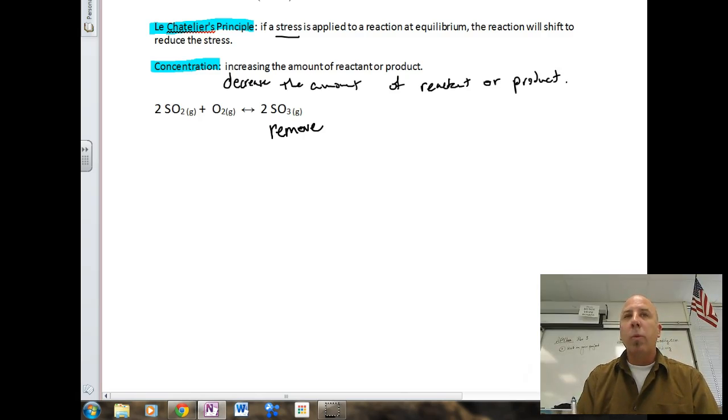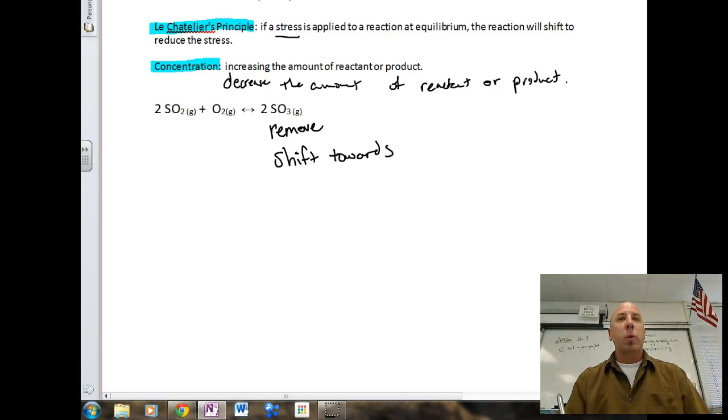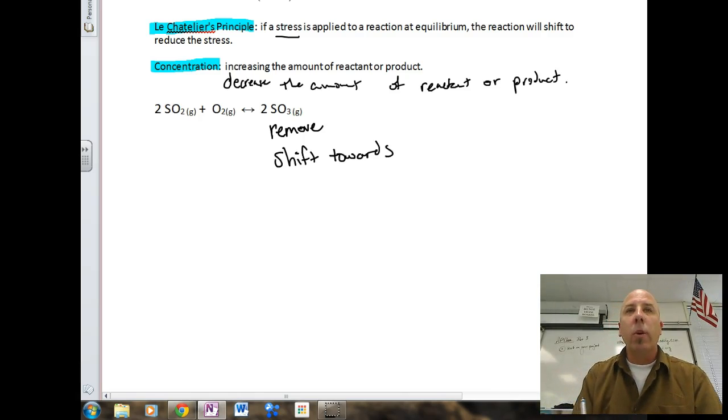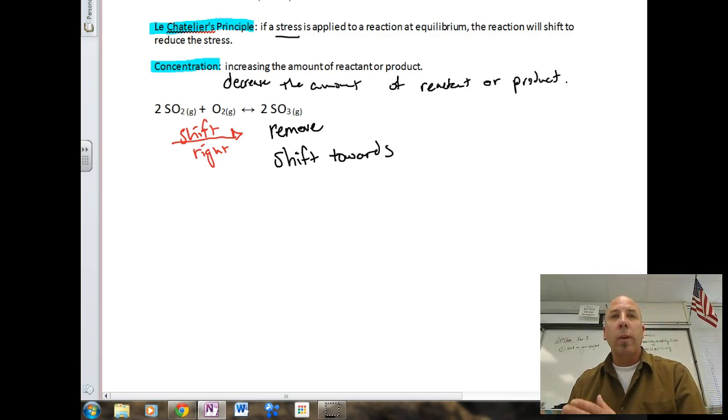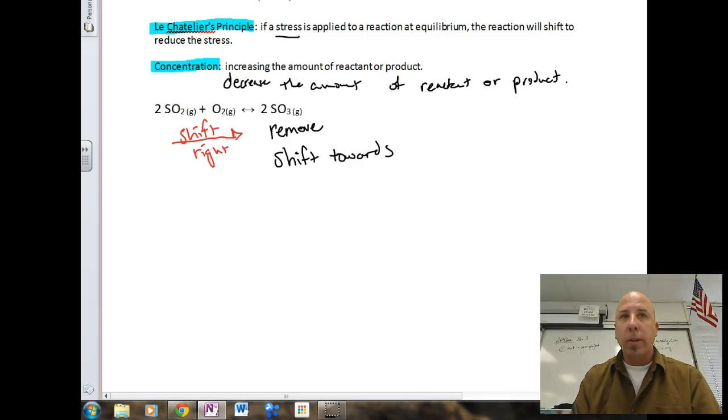Now the trick with removing one of the reactants is the chemical reaction will shift towards whatever you remove. So we would say that if we remove SO3 gas, this reaction is going to shift in the right direction. When you shift in the right direction, it's going to be going towards whatever's being removed. Okay? So let's give you another example.